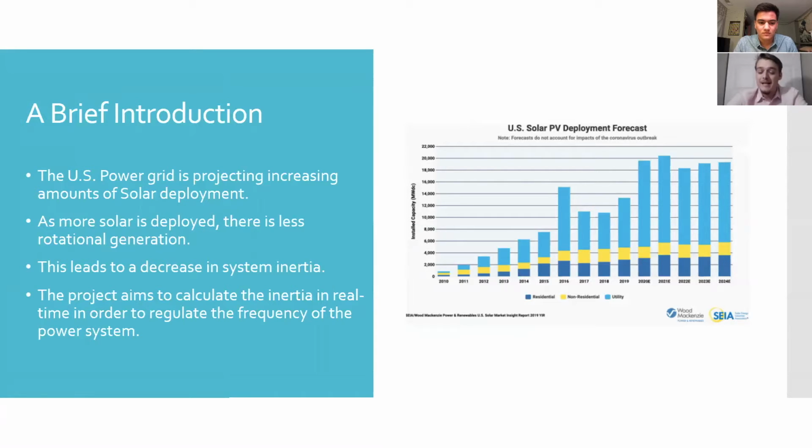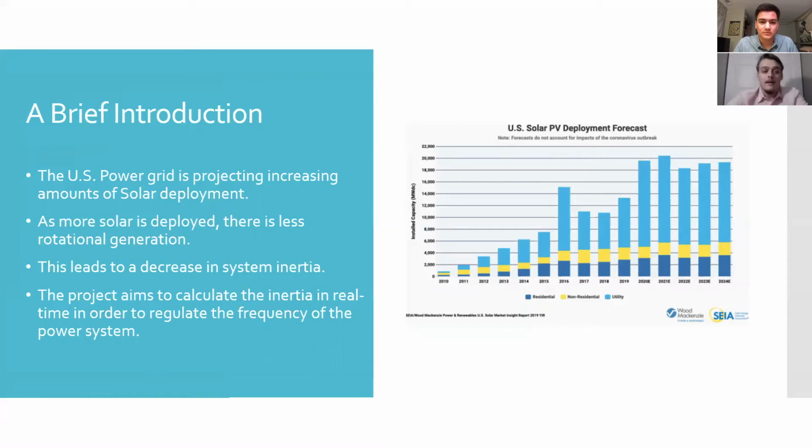That leads to an overall decrease in system inertia in a power grid. Well, that isn't necessarily a bad thing, it can lead to some unpredictability and stability issues. So we'd like to remedy that by being able to calculate that inertia constant in real time in order for control engineers to develop a way to regulate that system frequency in order to improve stability and overall system health.